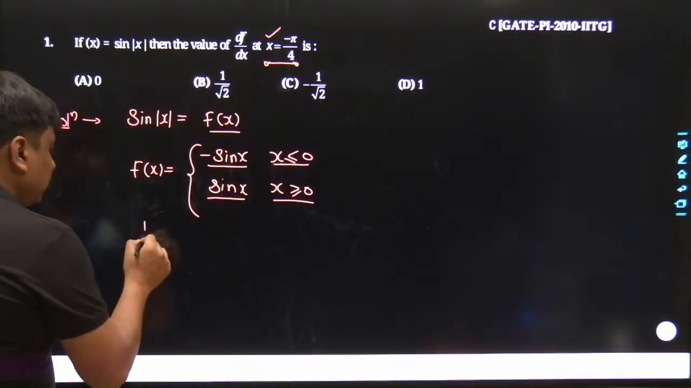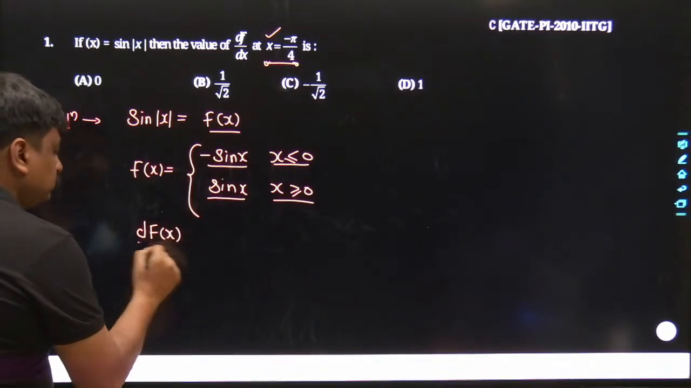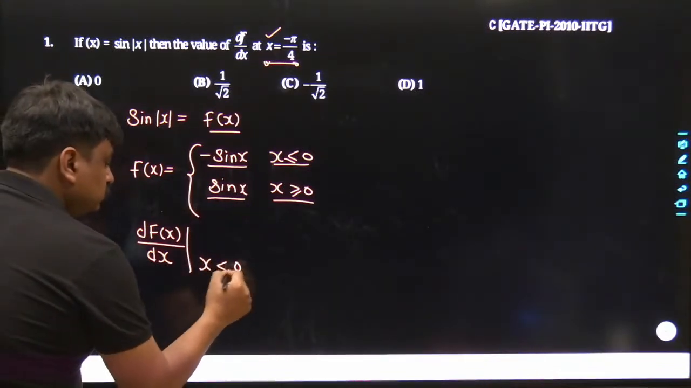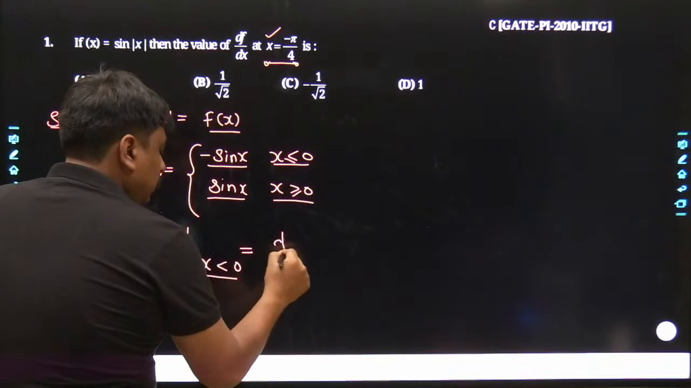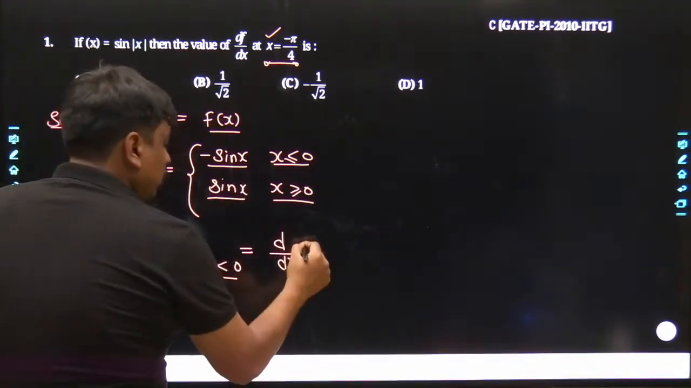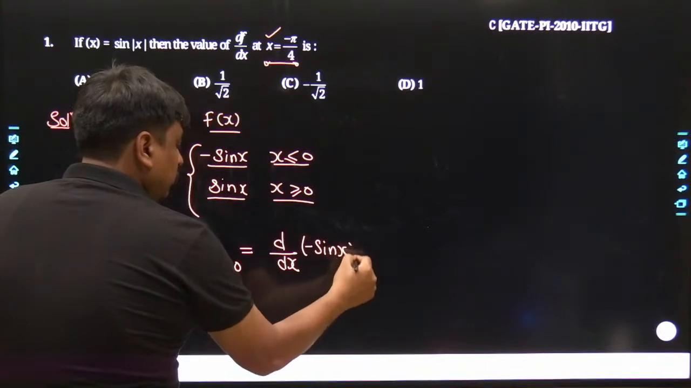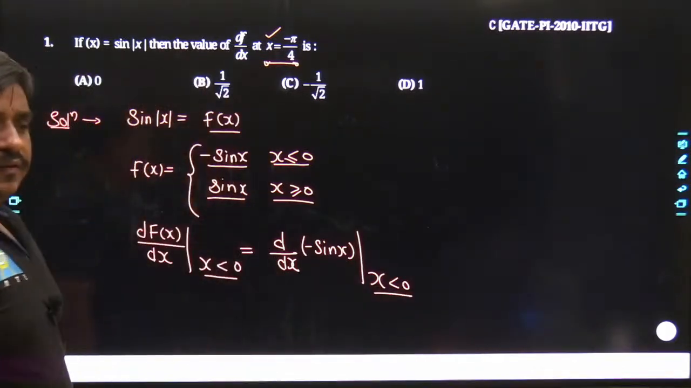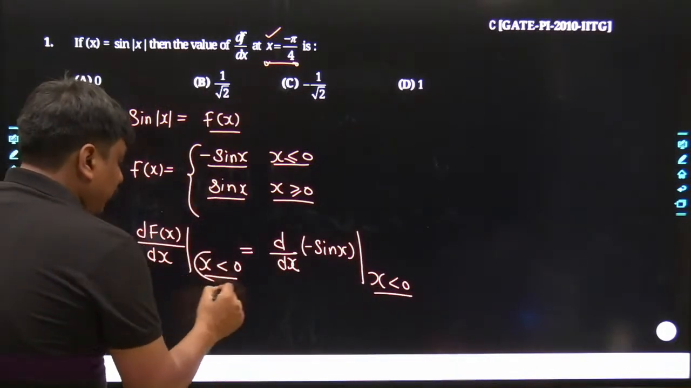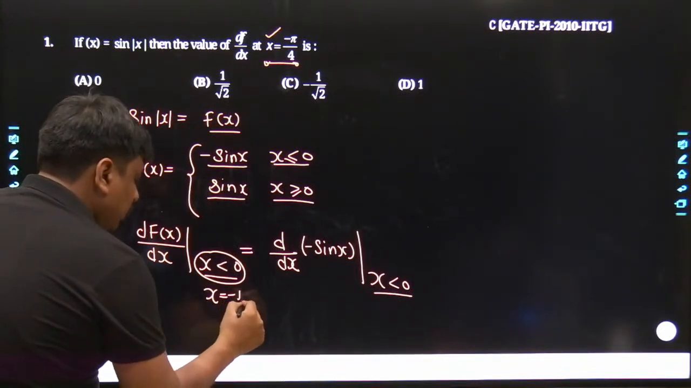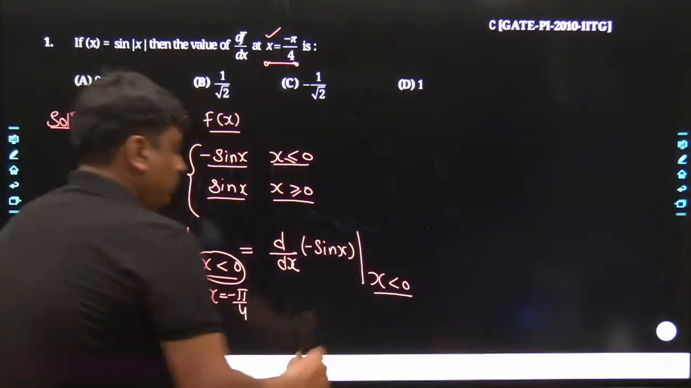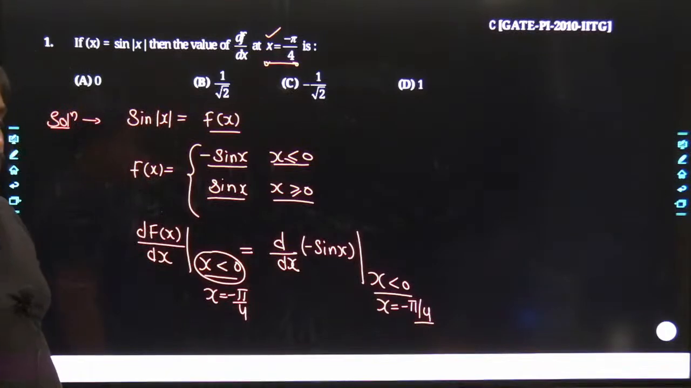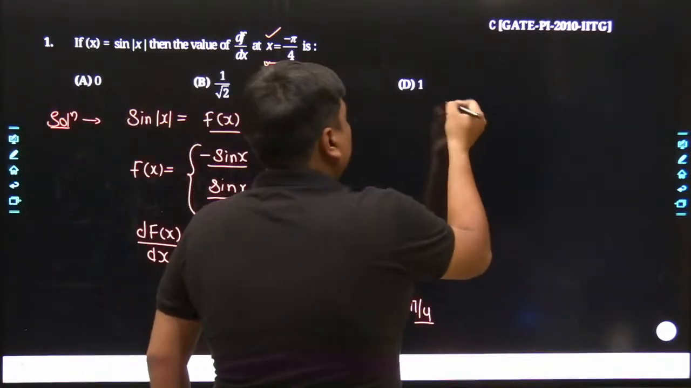So what I am saying is, the differentiation of your function when x is less than 0 would be d by dx of, which function has to be chosen? Obviously minus sine of x. Once the differentiation is done, you can feed the value of x, and the value of x is precisely minus pi by 4, which is lower than 0. End of the day, we are going to feed x equals minus pi by 4.